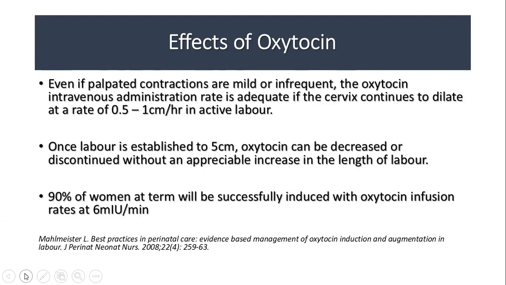And we need to understand that even if palpated contractions are mild, once there's cervical change, it's adequate. And once labor is established to about 5 centimeters, as you approach the second stage of labor, even decreasing or discontinuing oxytocin has not shown any appreciable change in the length of labor. 90% of women deliver successfully with just 6 milli-international units per minute of oxytocin. So we don't need to be driving everybody up to about 20 milli-international units per minute.